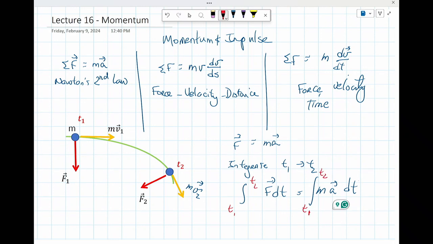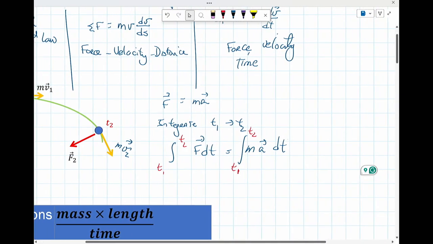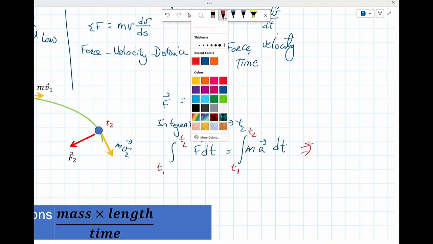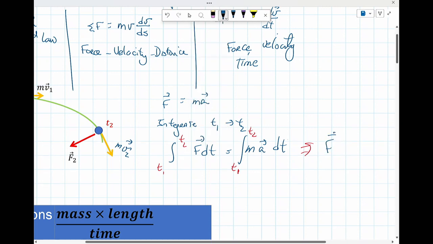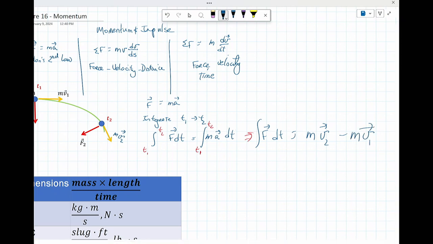So you can write that out in that form and recognize right away that this acceleration term can be written as dv dt. So you end up integrating, and it yields force applied over some time is equal to mv2 minus mv1, which is velocity at position 2 minus velocity at position 1.